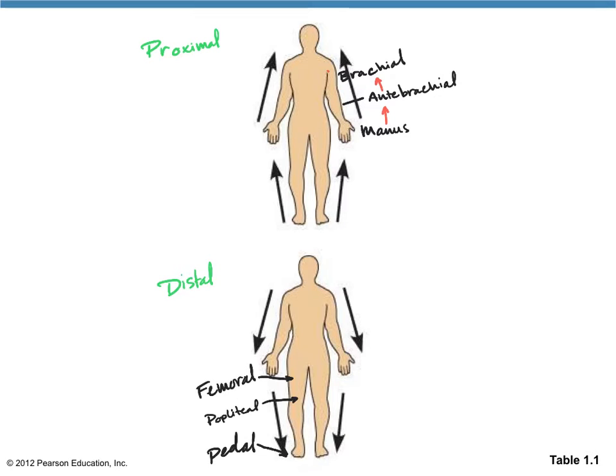Moving on to the term distal, you could say that the popliteal region is distal to the femoral region because it's further from the point of attachment of the leg, which is around the hip region. You could also say that the pedal region is distal to the popliteal region because it's, again, further away from the point where the leg attaches to the body.